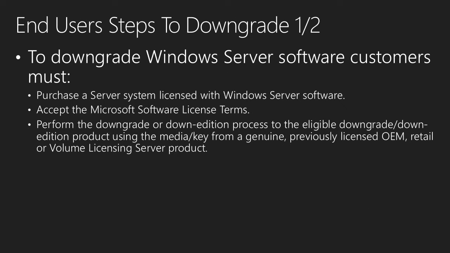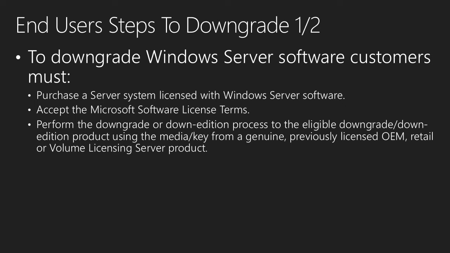To downgrade the Windows Server, this is what the customers must do. They need to purchase a system that's licensed with the Windows Server software. They need to accept the Microsoft license terms, and then that's where you go through the process of performing the downgrade or the down edition process. By down edition, what we mean is that if it's a customer who's buying Datacenter, for example, they may decide that they don't just want to go to 2008. They may want to go to 2008 Standard edition instead of Datacenter. So whereas downgrade is going down a version, down edition is going down the actual edition within the same product release cycle or a different product release cycle.